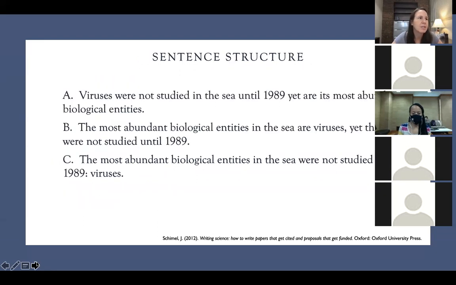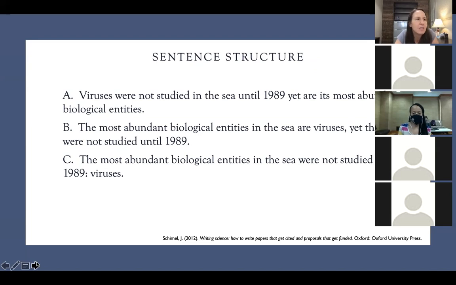In the first sentence, we have "viruses were not studied in the sea until 1989, yet are its most abundant biological entities." Viruses is in the old information position in this sentence. And then in the new information position, the stress position, we have the most abundant biological entities. So we know that we're going to go on and expand our understanding of where viruses are important here.